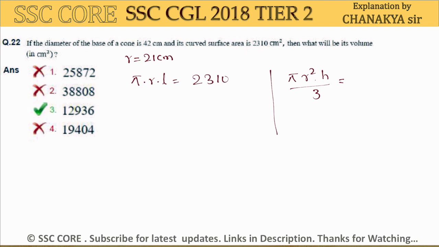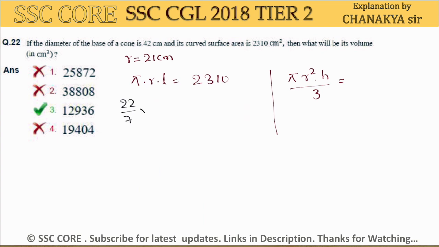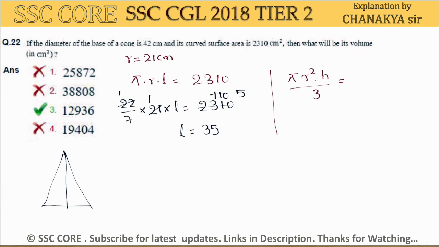Volume is how much? See, using the first relation, pi 22 by 7 into radius 21 centimeters into L is equal to 2310. 21 once 21, 21 once 0, 22 5 times, L is equal to 35. In cone, base radius is 21 and hypotenuse is 35. We need to find height. If you see, these are Pythagorean triplets, 7 into 3, 7 into 5. So height should be 7 into 4. Height is 28 centimeters.